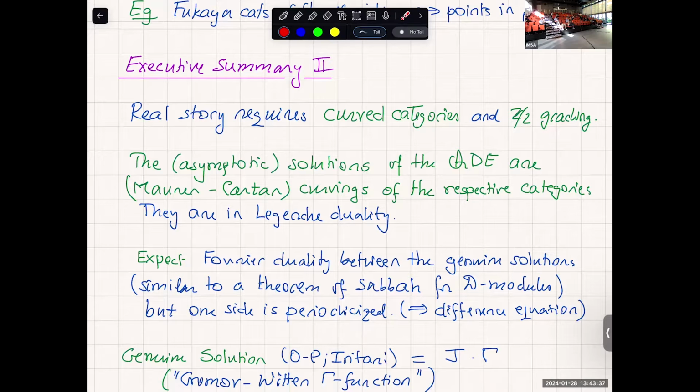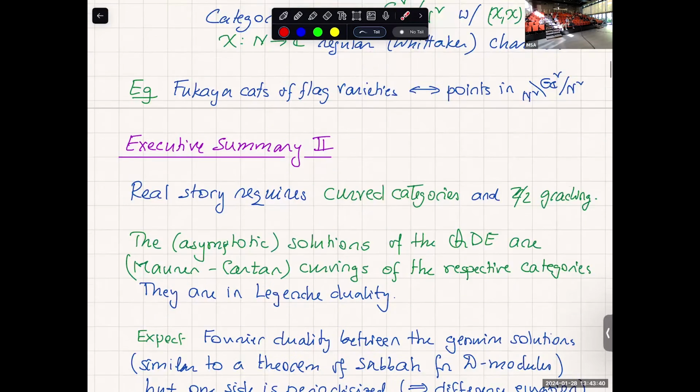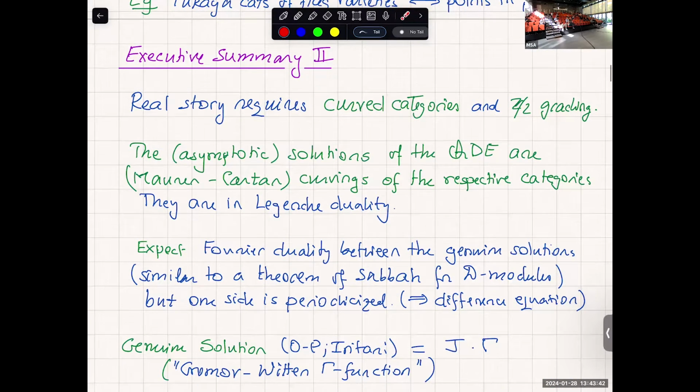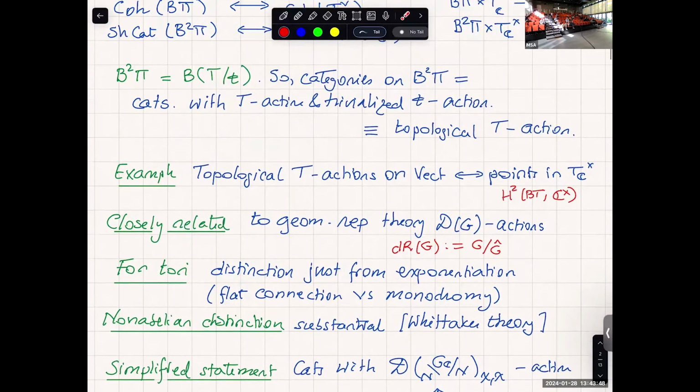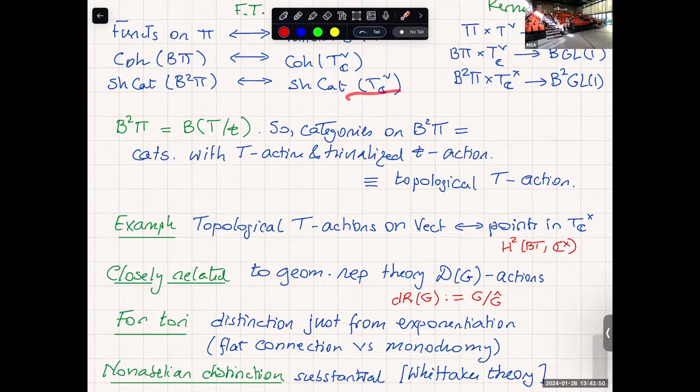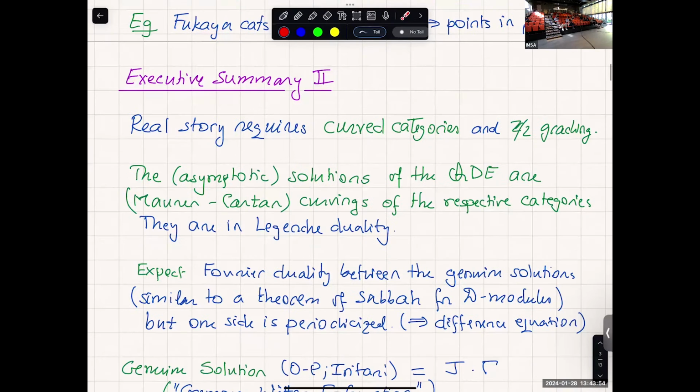So now the second part of the executive summary is that, unfortunately, it's not as simple as that. The real story requires, we talked about categories over something or something else, like a dual torus or some stack or a classifying stack. But what we really need are sheaves of curved categories. And in practice, that requires Z/2 gradings. We won't find anything interesting if we insist on Z gradings, usually.